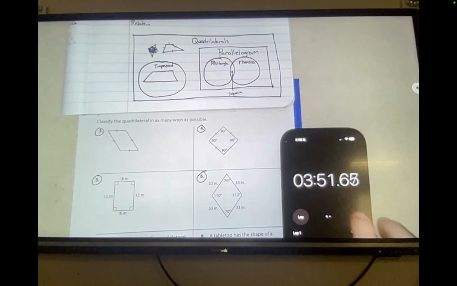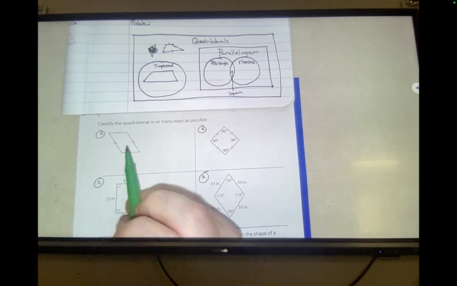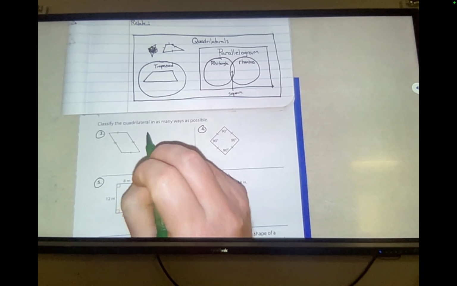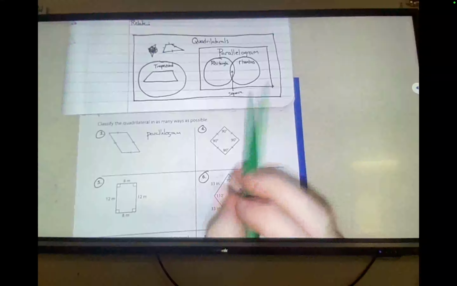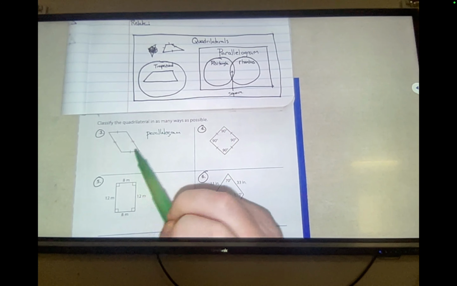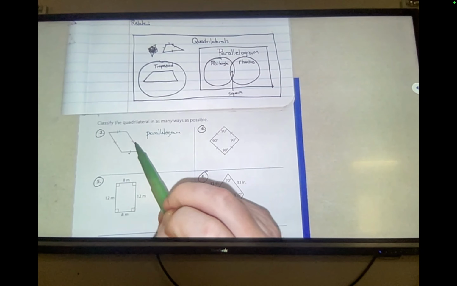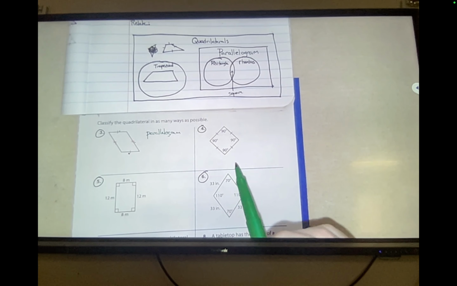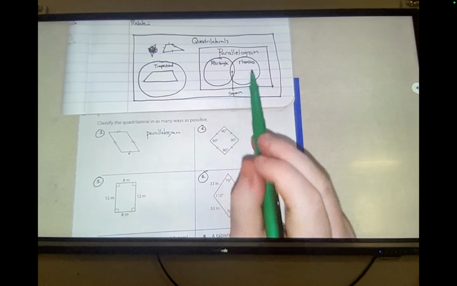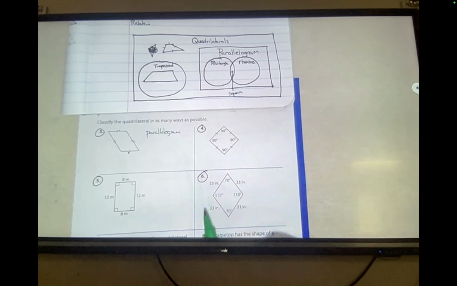All right, so as we get to a stopping point here, let's look at this first one. The first one's pretty easy to me because we see immediately that it is a parallelogram. Why? Because there are 4 sides, and this side's parallel to this side, and they're the same size. This one's parallel to this side, and the same size. There's no 90-degree angle, so it can't be a square or a rectangle. And it can't be a rhombus because it doesn't have 4 equal sides. So it only can be a parallelogram.